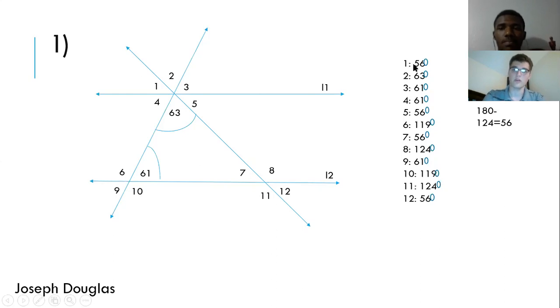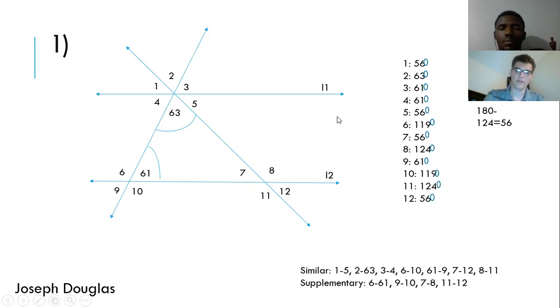And from there, we can use rules of complementary and supplementary angles, subtracting from 180 to find all the rest of these angle measures. And then finally, to list the similar angles, as we can see, angles 1 and 5 are similar because they're diagonal from one another. Angle 2 and the angle labeled as 63 are also similar, which means angle 2 is equal to 63 degrees because they're diagonal angles.